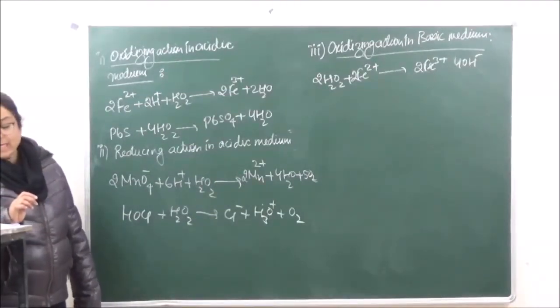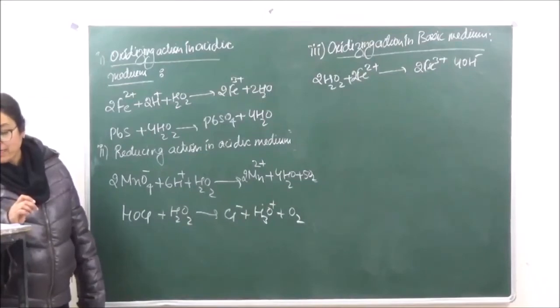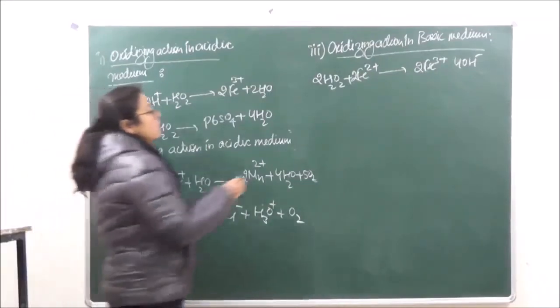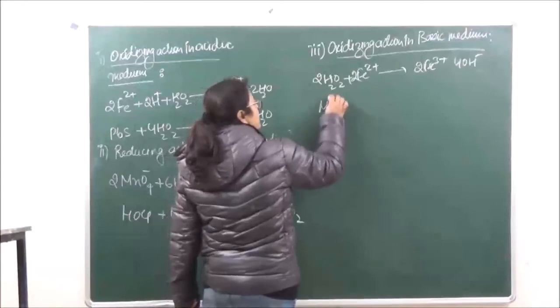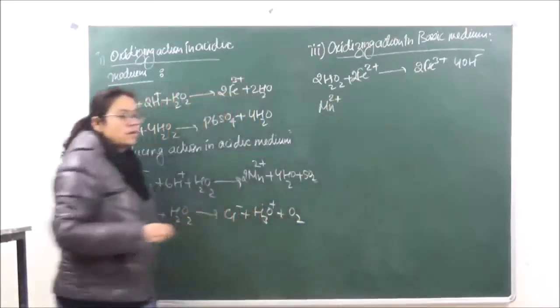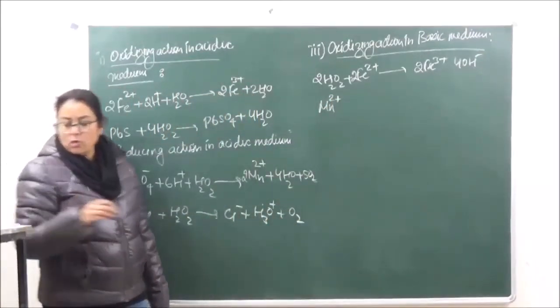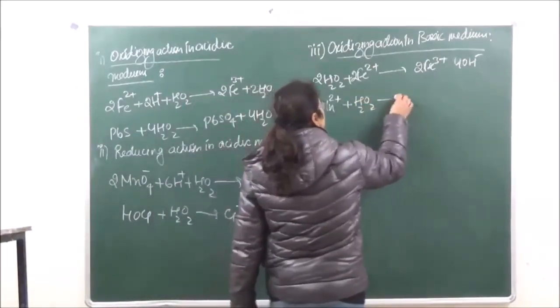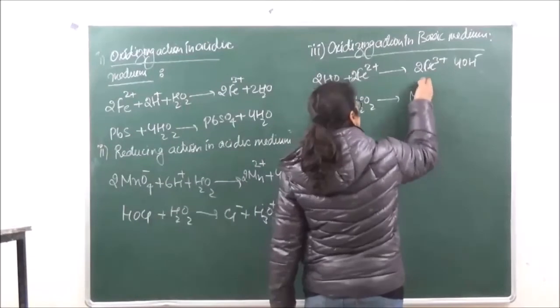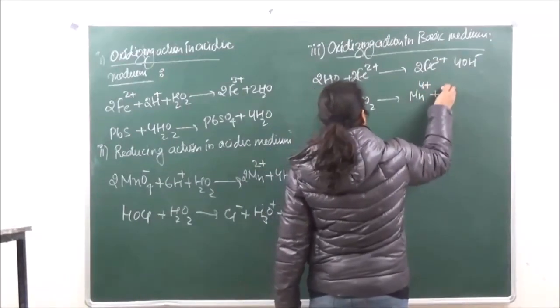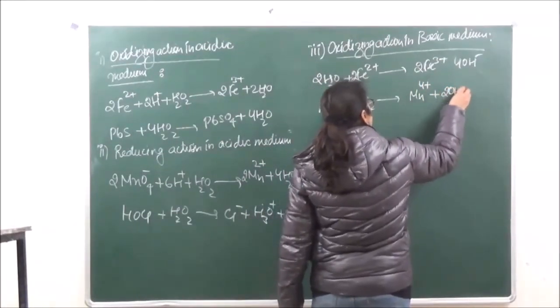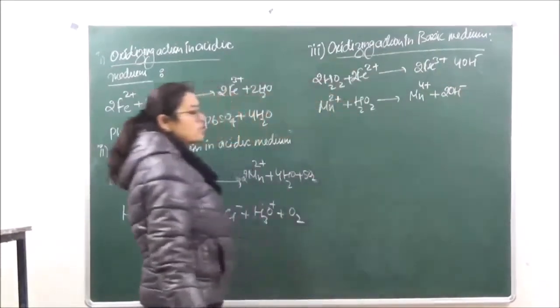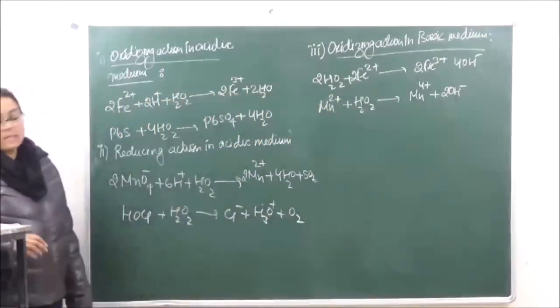And then next, manganese can be converted to Mn4+. So we have over here Mn2+, that in presence of H2O2 plus 2OH-. So this again, the reaction is going to be in basic medium.